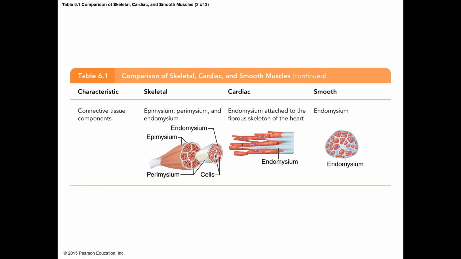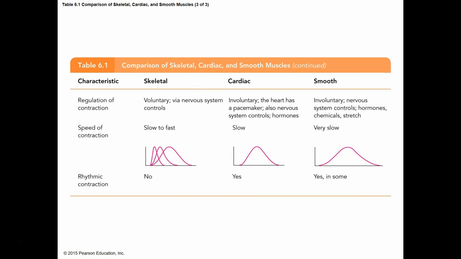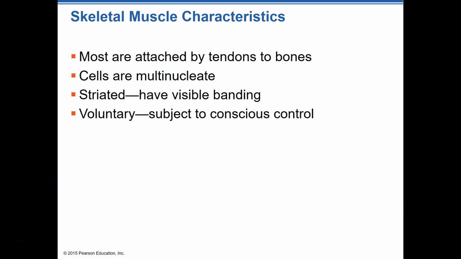But the endomysium actually is the part of the cell that attaches to whatever connecting point, maybe other cells, or with skeletal muscles, it's going to attach to the skeleton in the form of tendons and those types of things for attachment points. Okay, don't worry about that so much there. Most skeletal muscles are attached by tendons to bones. Most of them have multiple nuclei. By having multiple nuclei, they have a greater ability to repair and regenerate.